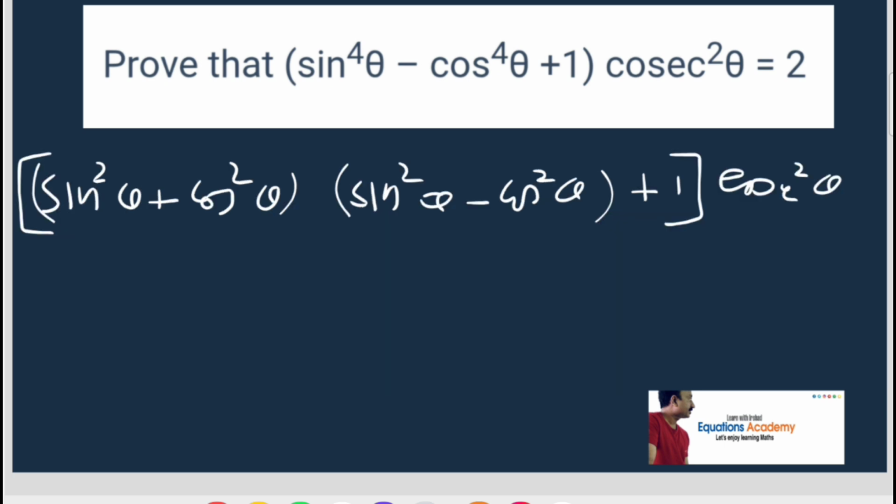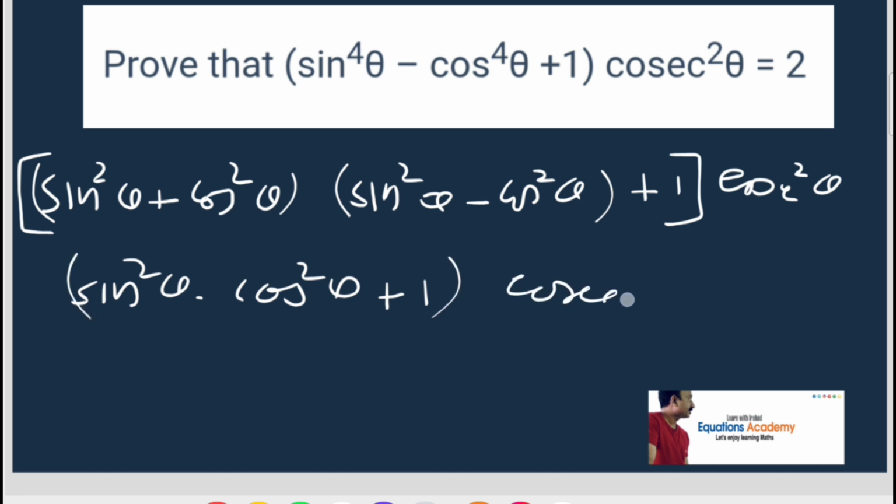So our LHS becomes, instead of sin⁴θ − cos⁴θ, we can write (sin²θ + cos²θ)(sin²θ − cos²θ), then plus 1, into cosec²θ. Next step, sin²θ + cos²θ is 1, that we know. So 1 into (sin²θ − cos²θ) is sin²θ − cos²θ, plus 1, into cosec²θ.